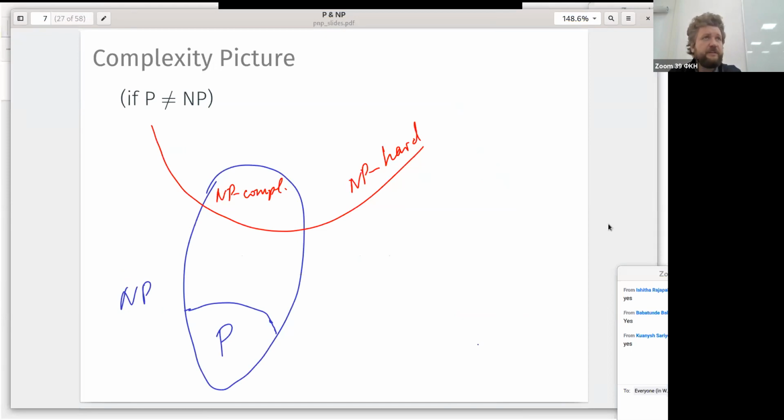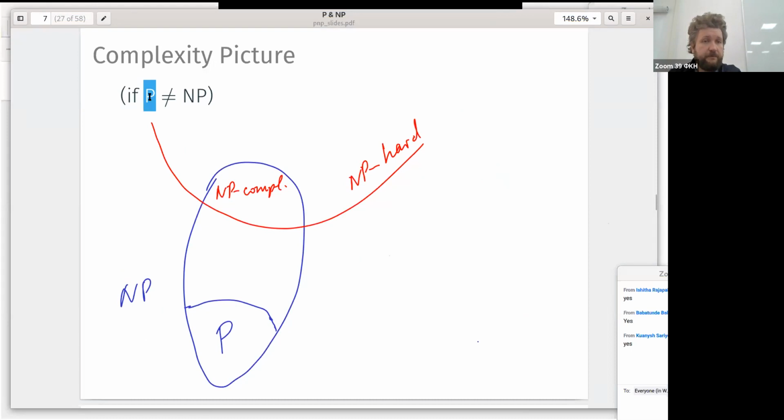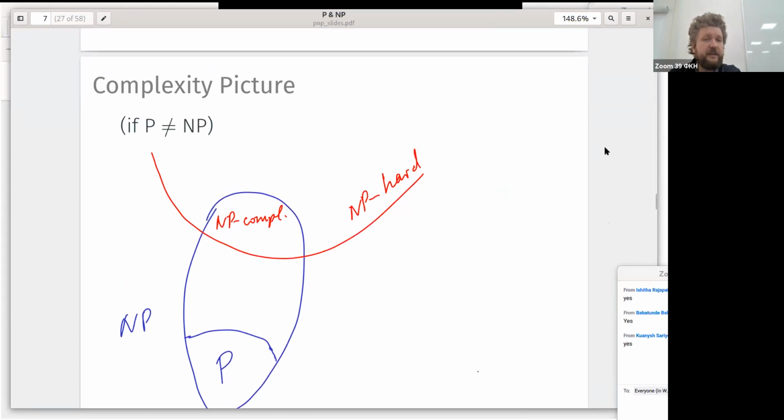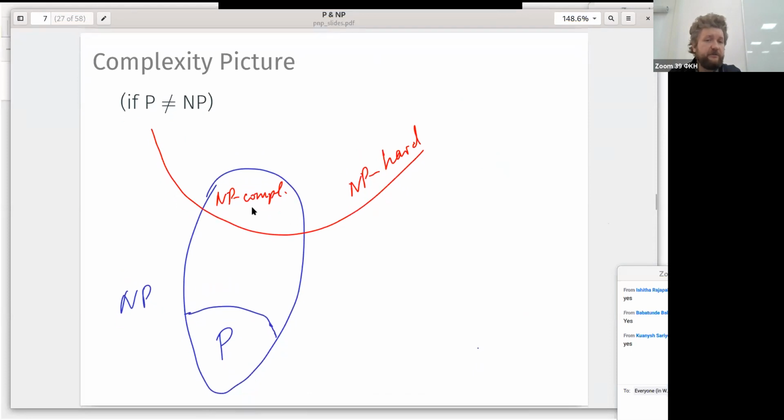I will not prove it and even will not show the examples, but just for you to understand the picture, in the presupposition that P is not equal to NP, as I said, otherwise everything trivializes, the situation is as follows. You have P, you have NP complete problems. Of course, these guys do not intersect, because if there exists at least one NP complete problem which is solvable in polynomial time, then P just equals NP, as we know.